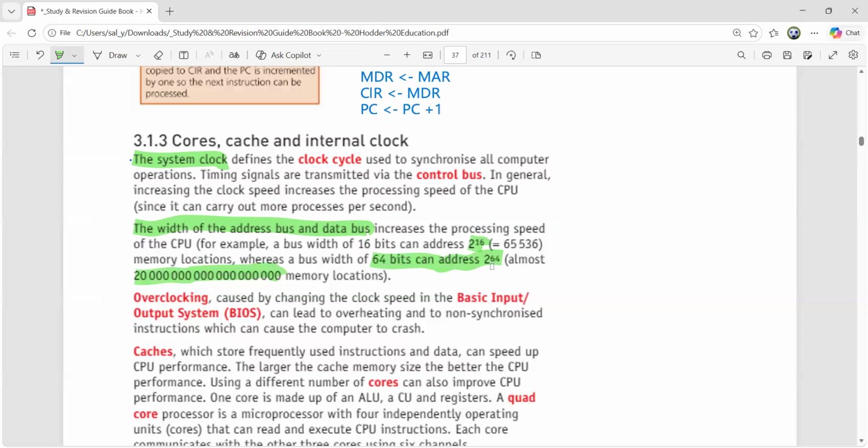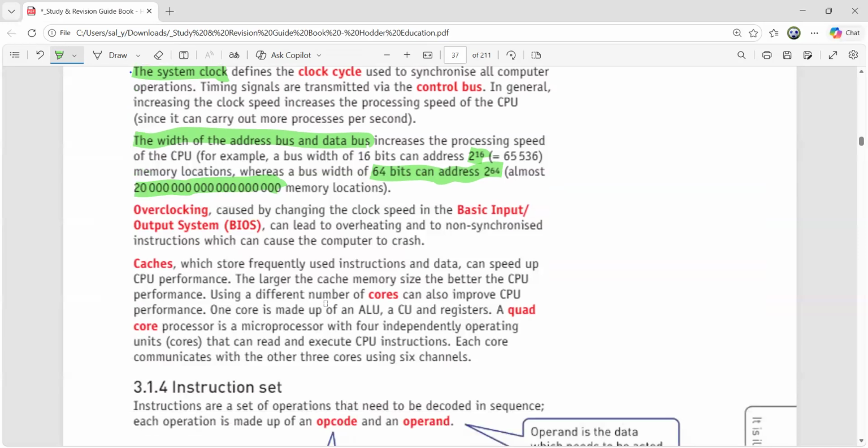Okay. First component, system clock, increasing, decreasing. Second factor is width of the address bus or the data bus. And third component is overclocking. And then you can see the same is again mentioned here. It is caused by changing the clock speed in the basic input output system, or BIOS, that we are going to again discuss in chapter number 4 also, and it can lead to overheating and to non-synchronized operations.